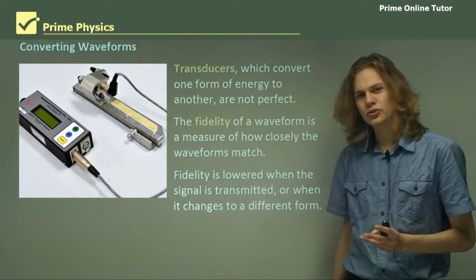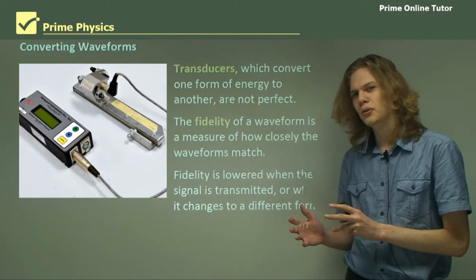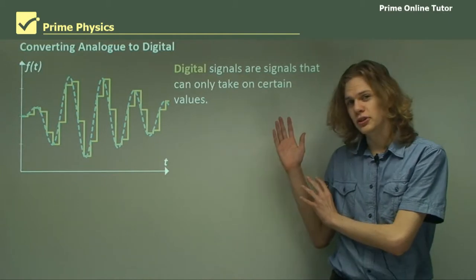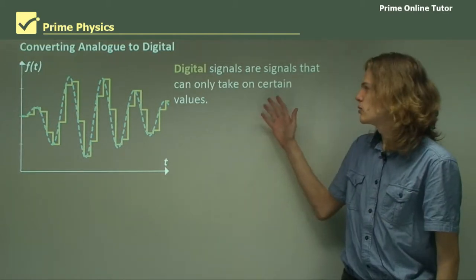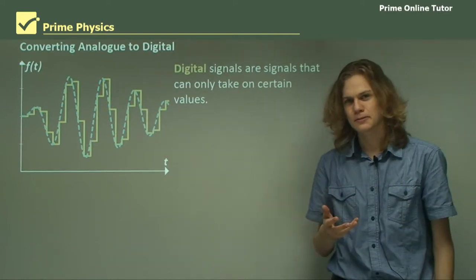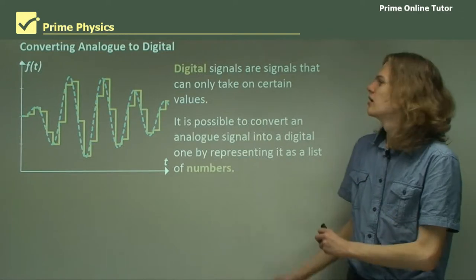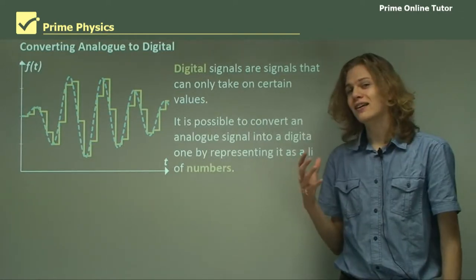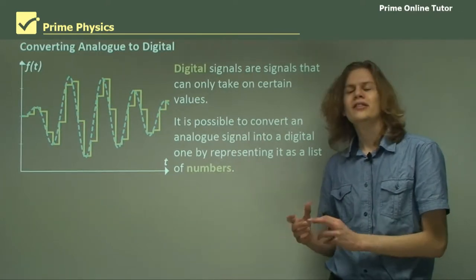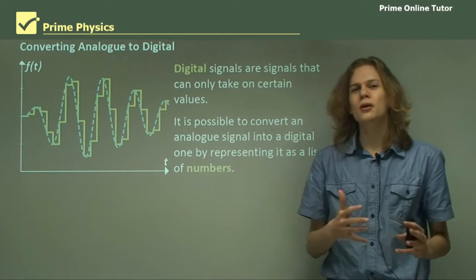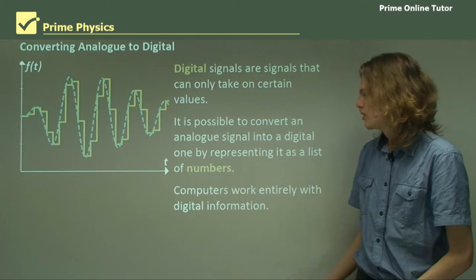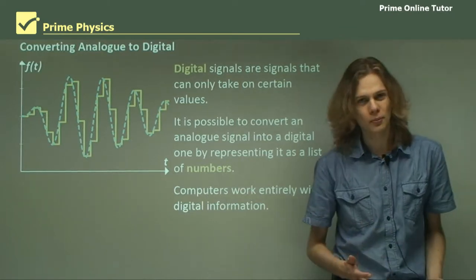This is a little different to what happens with a digital signal, but we'll get onto that in a moment. If we look at a digital signal, as we can see, it can only take on certain values, both in the x-axis and in the y-axis. So it is possible to convert an analog signal into a digital signal, like we can see here, by representing the analog signal as a list of numbers, right? And this is useful for computers, for example.